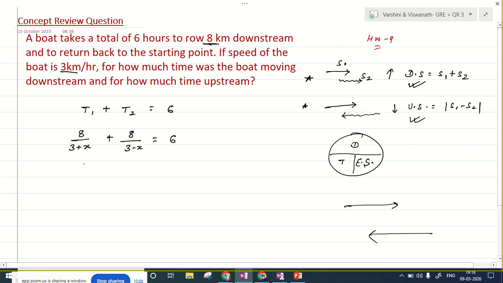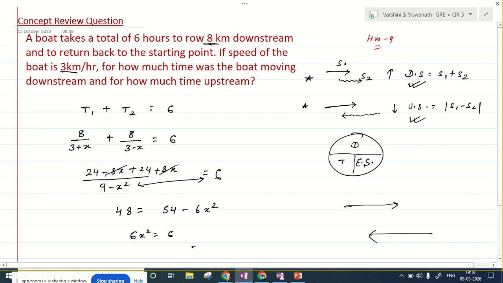Can we solve it? Cross multiply, take this one, I'll get 3 plus x, 3 minus x, the a plus b, a minus b formula. So 3 square minus x square equals 24 minus 8x, cross multiply, that's all. 24 plus 8x equals 6 times that. Correct, no? So 8x will get cancelled. So I'll get 48. Cross multiply again. So 48 equals 54 minus 6x square. Correct? So what is x equals? 6. So x equals 1.